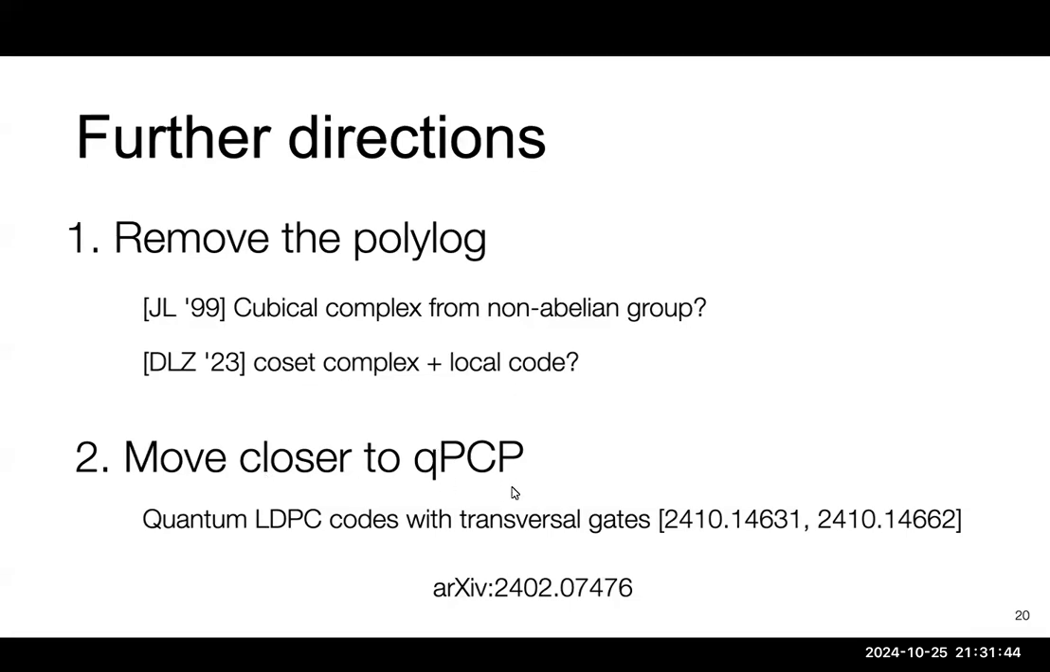The second question is: can we make a closer connection to quantum PCP? For example, an important question is whether we can implement transversal non-Clifford gates on these codes. This has been recently explored in these papers. Interestingly, the local code required to support these transversal gates is again the Reed-Solomon code. So it seems that understanding the robustness of Reed-Solomon codes or Reed-Muller codes is the important bottleneck, and it's the key to resolving both of these questions. Okay, and thank you.